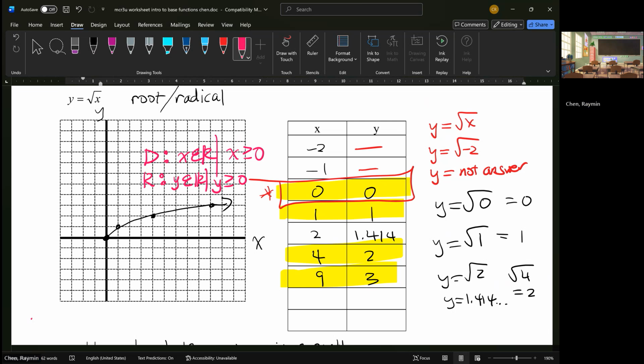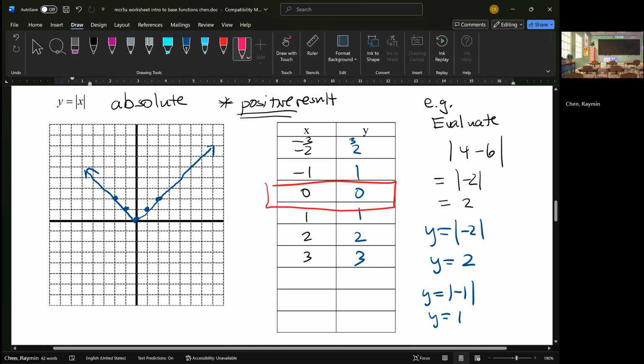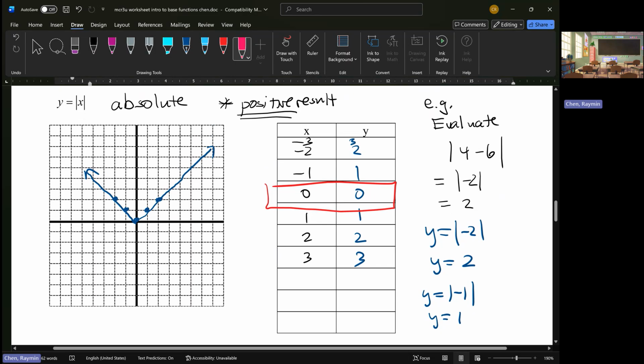Second last one, absolute value. This one has the same domain and range as the quadratic. X belongs to real numbers. Range is y belongs to real numbers such that y is greater than or equal to 0.